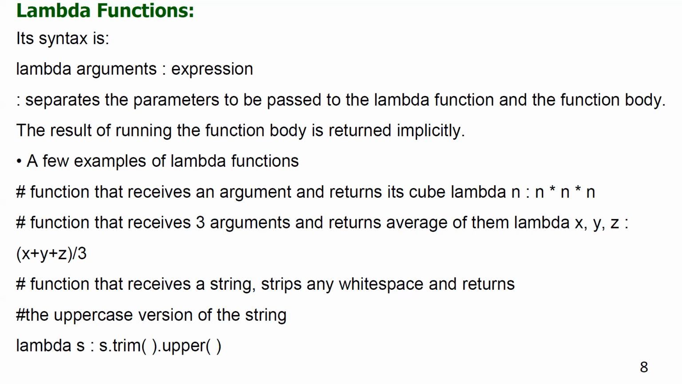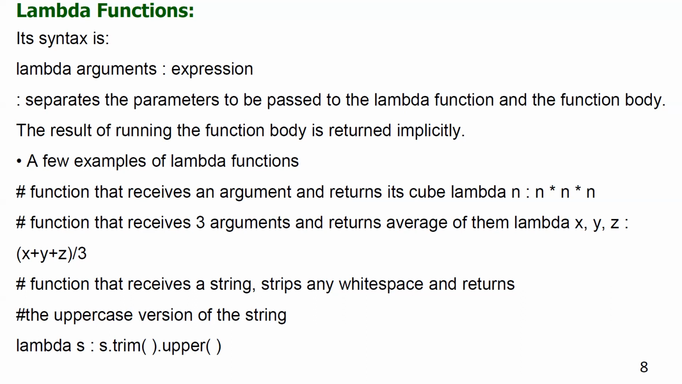Now coming to the second example. In the second example, the function has to receive three arguments and it must return the average of the three argument values. So the syntax is lambda, and the three arguments we can consider are x, y, z, and colon. Then what do we have to calculate? The average, that is x plus y plus z divided by 3.